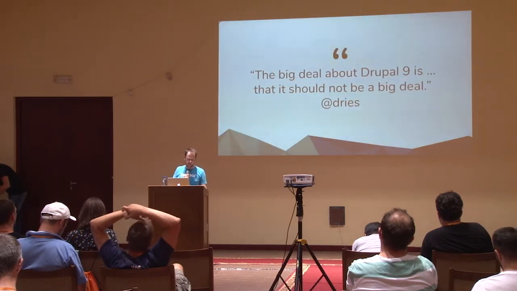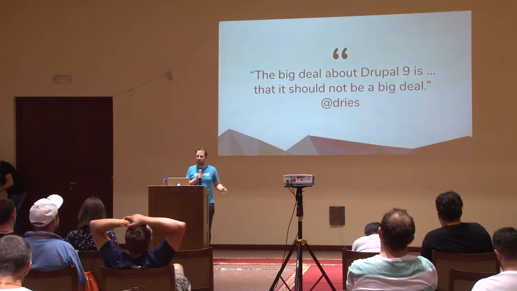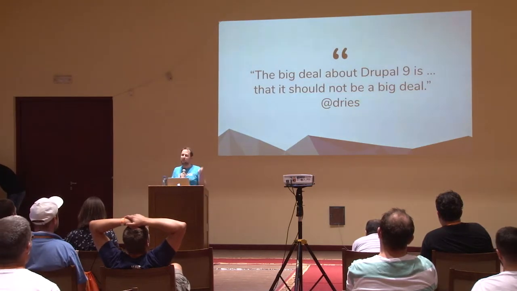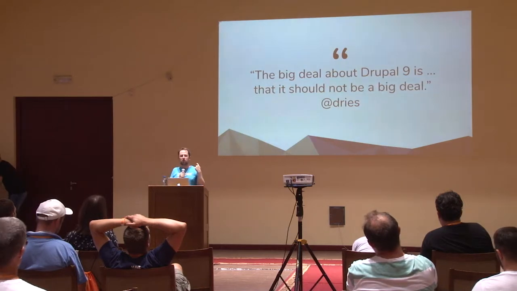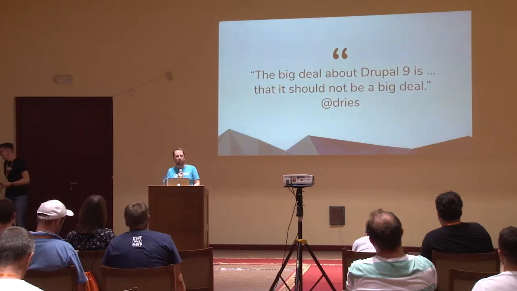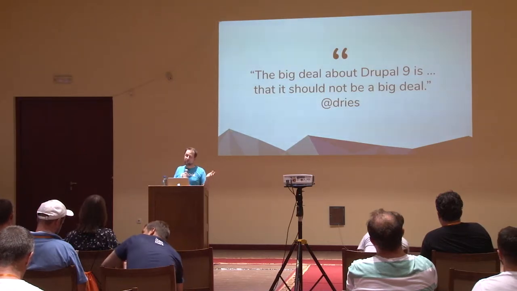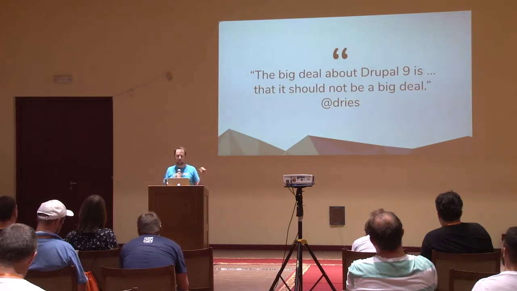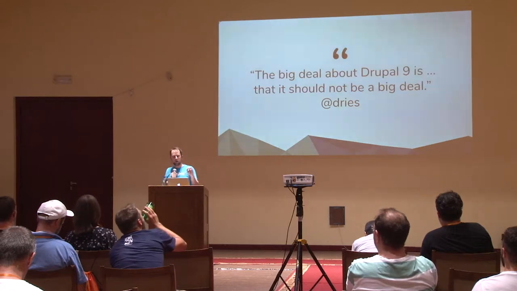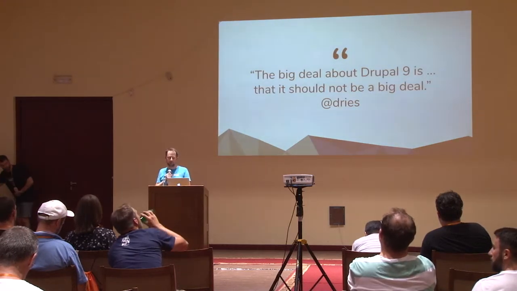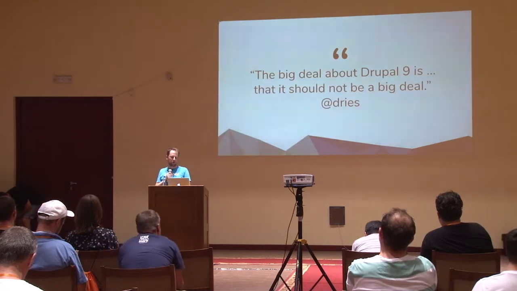So as Dries said in his blog post, the big deal about Drupal 9 is, for users at least, that it should not be a big deal. It should be an easy move. So the contributed modules are moving far ahead. Core is moving. 8.7 was mostly Symfony 4 compatible already. So we pretty much know that we can move to Symfony 4 any day if we need to. So we are gearing up quite nicely to release 9.0 on June 3rd, 2020.